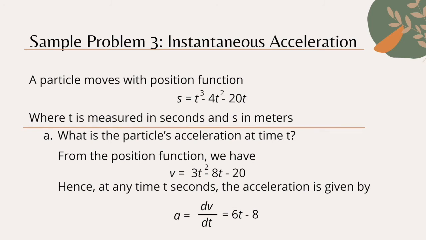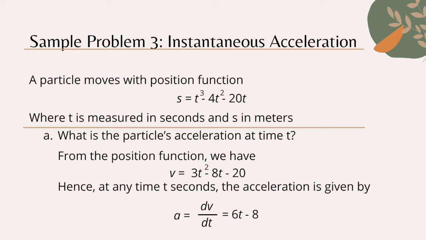Let's take a look at this instantaneous acceleration problem. A particle moves with position function s is equal to t cubed minus 4t squared minus 20t, where t is measured in seconds and s in meters. Question A. What is the particle's acceleration at time t? This time, like what we did in instantaneous velocity, we're just determining the original function of the instantaneous acceleration. So of course, in finding the instantaneous velocity, we have to get the first derivative of the function. This gives us v is equal to 3t squared minus 8t minus 20.